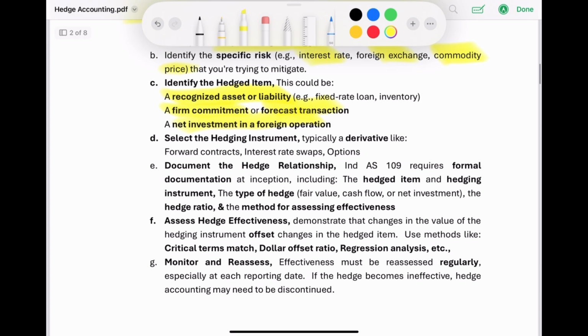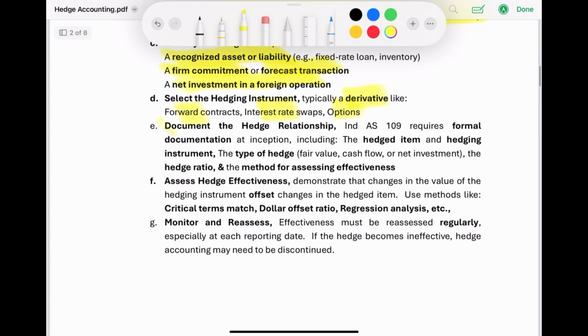Okay, then the next one is select the hedging instrument. The primary step is to identify the hedged item, and then what hedging instruments have been taken to cover the risk. The hedging instrument can be a derivative like a forward contract, interest rate swaps, or options. There are many products available in the market. Then we have to document the hedge relationship. Between the hedged item and the hedging instrument, the relationship needs to be properly documented.